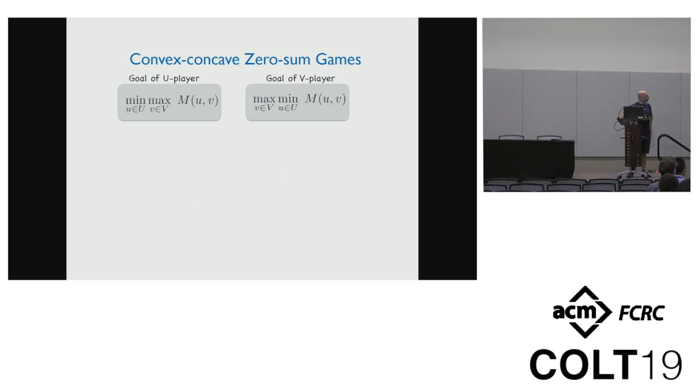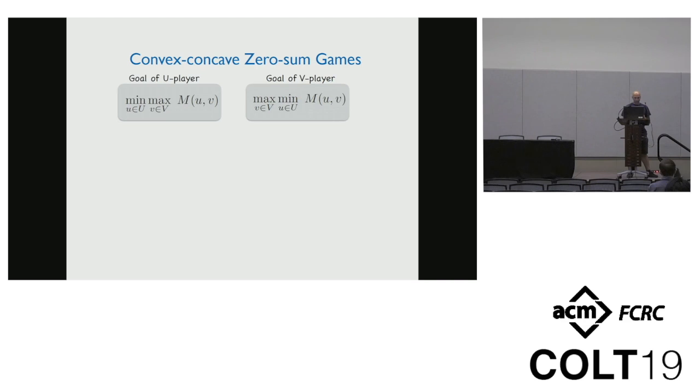So this work is about convex-concave zero-sum games. In such games, we have an objective M, which is convex in U and concave in V. And we have two players, say the U player and the V player. The objective of the U player is to minimize the objective given the worst case response of the V player. And the objective of the V player is to maximize the objective given the worst case response of the U player.